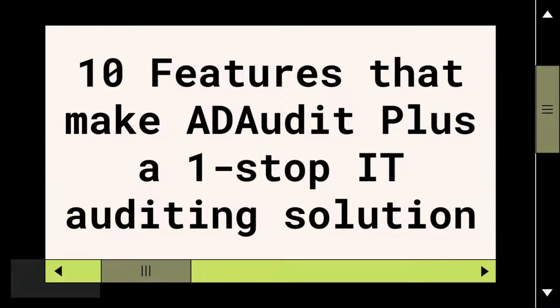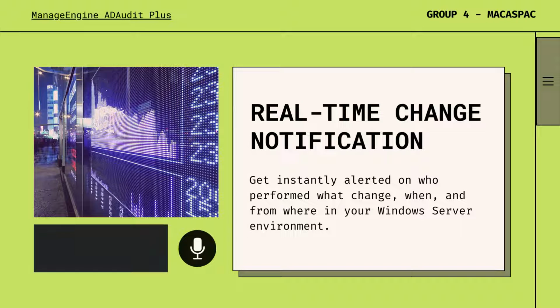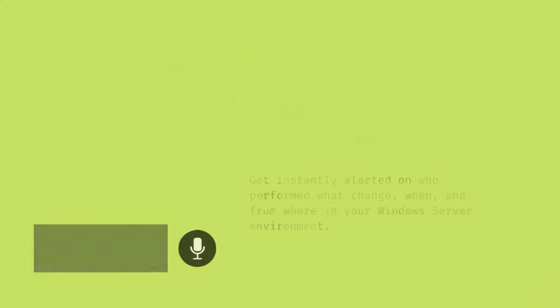We will now discuss the 10 features that make ADAudit Plus a one-stop IT auditing solution. First is real-time change notification. In here, you instantly get alerted on who performed what change, when, and from where. With ADAudit Plus, it has Active Directory change monitoring, where it proactively tracks and records any changes made to your Active Directory, including those made to your users, computers, groups, OUs, GPOs, schema, sites, configuration, FSMO roles, and more.